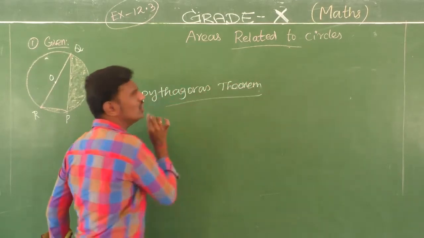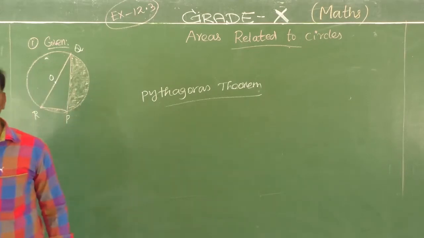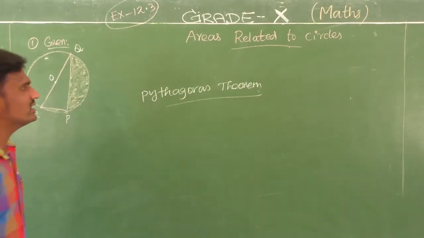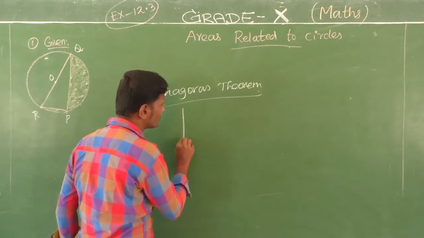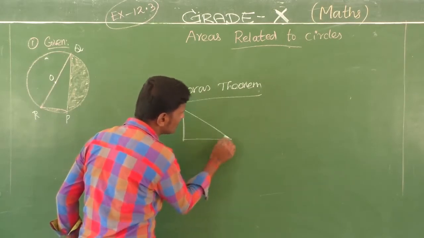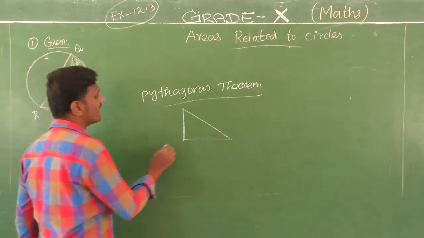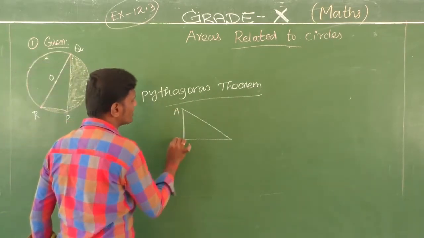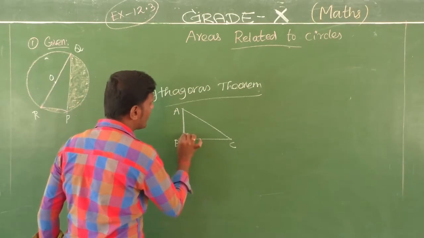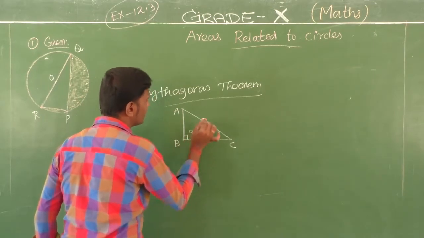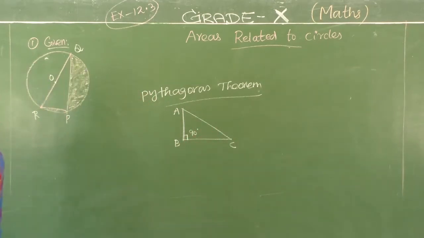So this one you used in your 9th syllabus in the triangle chapter. Yes, students. So actually, what is the Pythagoras theorem giving me? So this is a right-angled triangle. Here I am going to mention A, B, C. Here at B is a right angle.